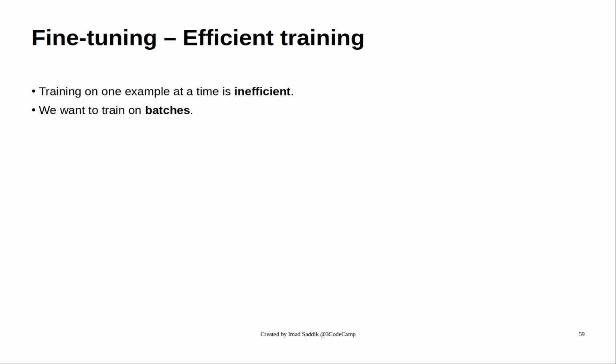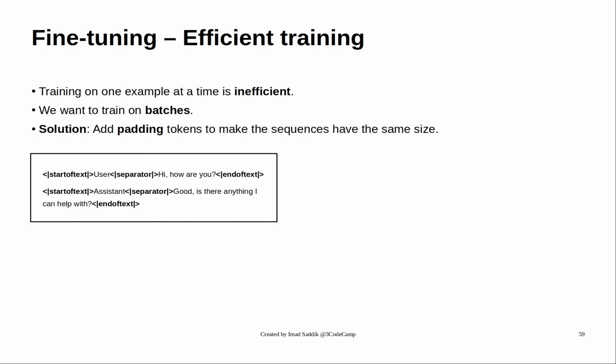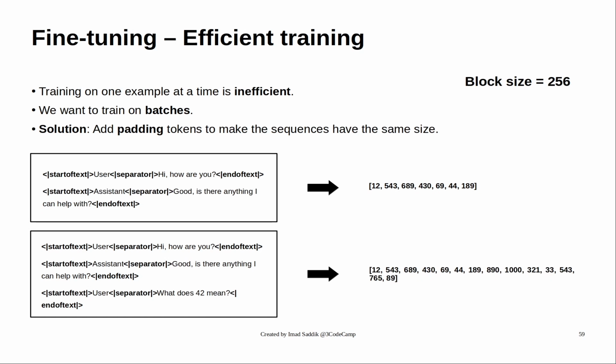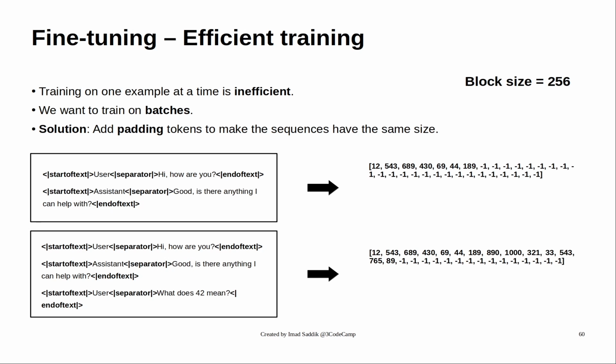As I said, ideally, we want to batch the data. But how do we do that? The solution is to use padding tokens. This is a special token that is used to create sequences with the same length. Let's look at the same example. Here we have the two different inputs. Let's assume that the block size is equal to 256. First, we encode the first input. We get this list of tokens. Then we do the same thing for the second input. Now, we add padding tokens to each sequence until they all reach the block size.